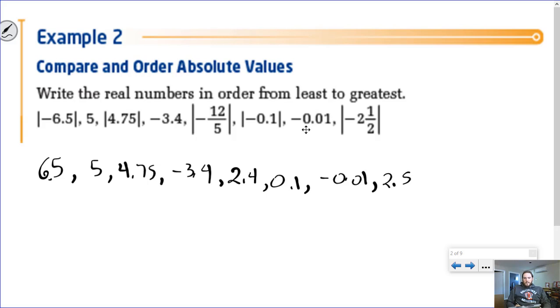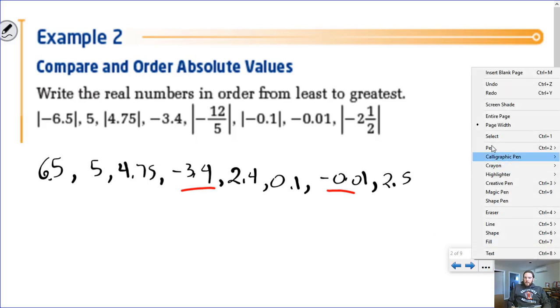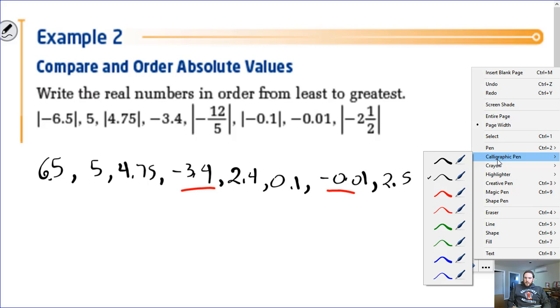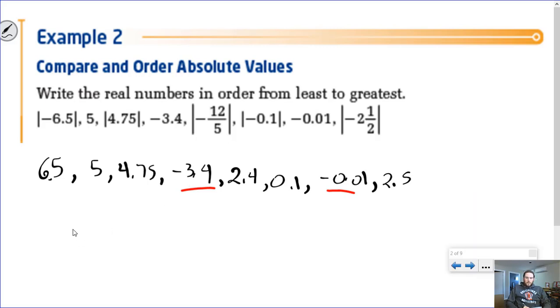So now let's compare our numbers and order them from least to greatest. When we're talking about least, the first numbers we should be looking for are these negatives here, right? Negative 3.4, negative 0.01, and we want to order those first, starting with the one that is most negative. So our smallest number in this list is negative 3.4, and then after that comes the negative 0.01.